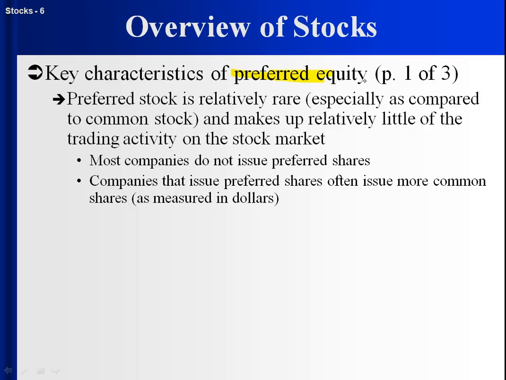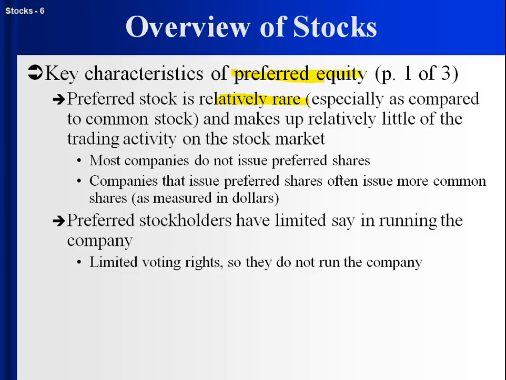How about preferred equity? First of all, it's relatively rare. Most companies that issue stock do not issue preferred stock, and companies that issue preferred stock tend to issue common stock as well, and they tend to issue more common stock than preferred stock. So it's relatively rare. Preferred stockholders have limited say in running the company. Very few voting rights, so they don't run the company. Who runs the company? The common shareholders.